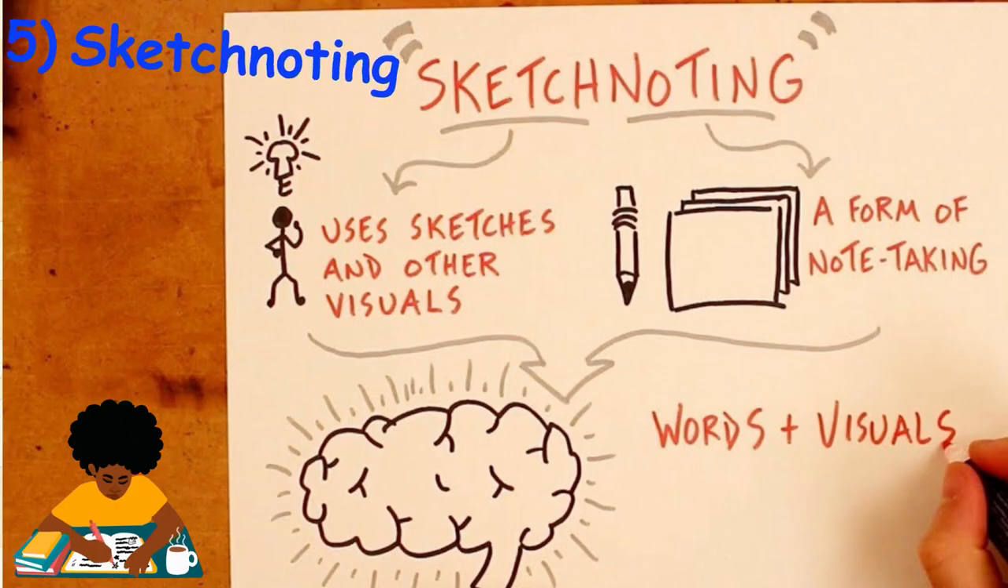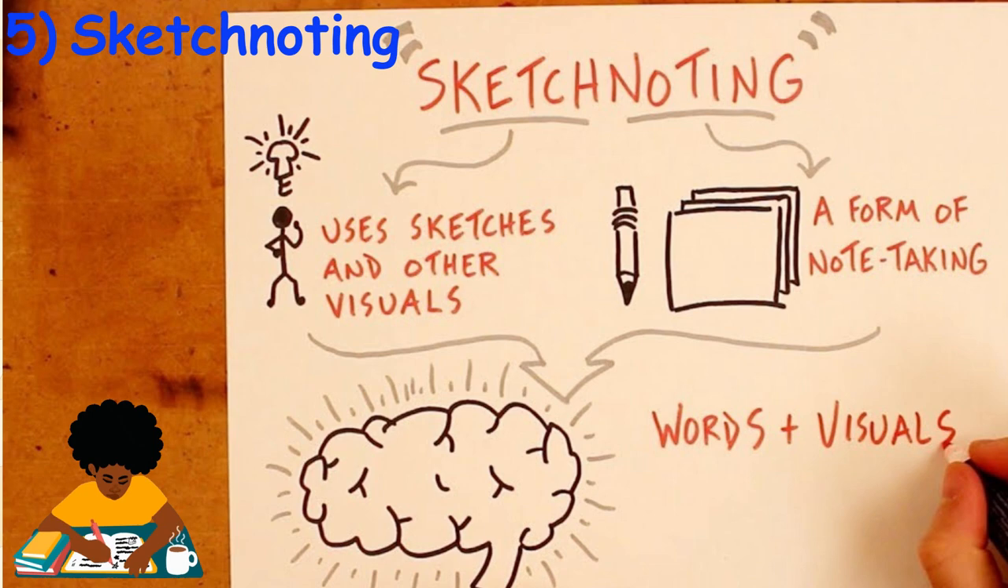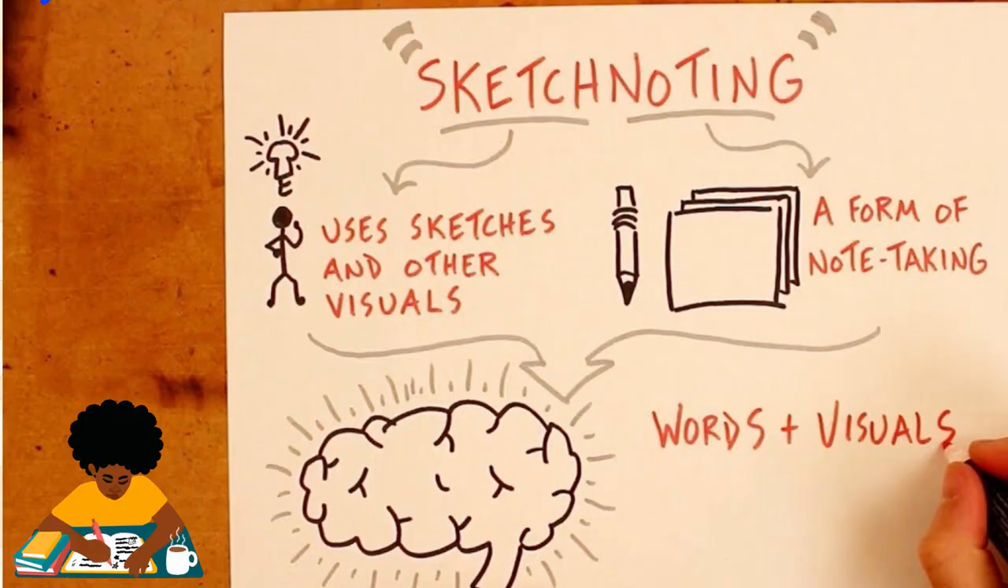Number 5. Sketchnoting. Combines doodles, symbols, structures, and text to create visually appealing and memorable notes. In-class use. Engaging for creative students or those who learn better visually. It can make the process of note-taking more enjoyable and the content easier to recall. Out-of-class use. Perfect for summarizing information, brainstorming, or creating visually driven study guides that appeal to visual learners.